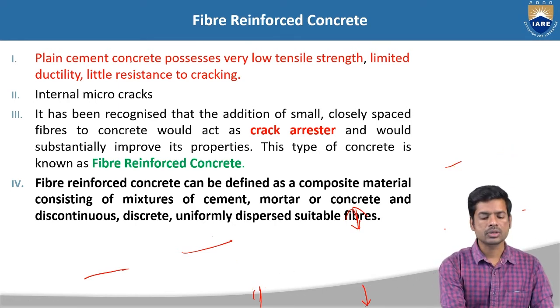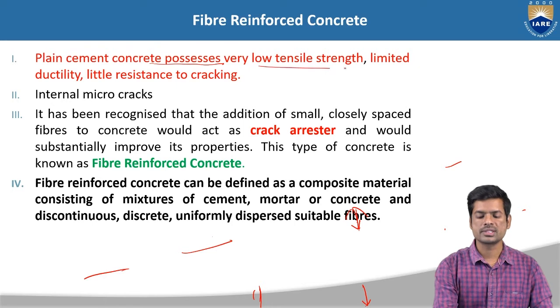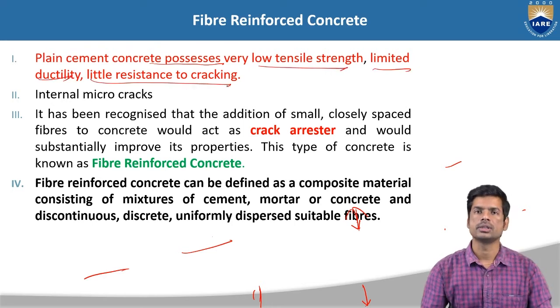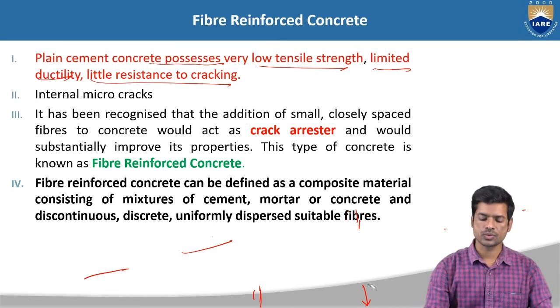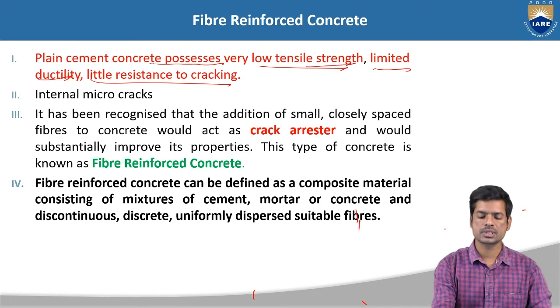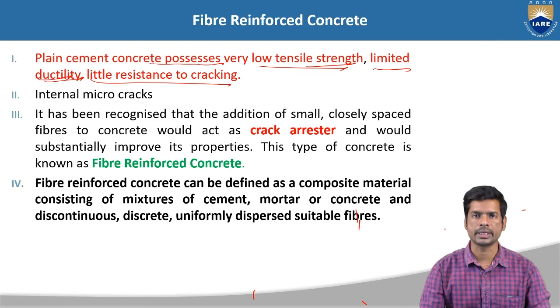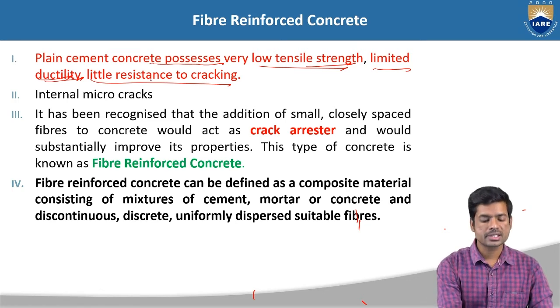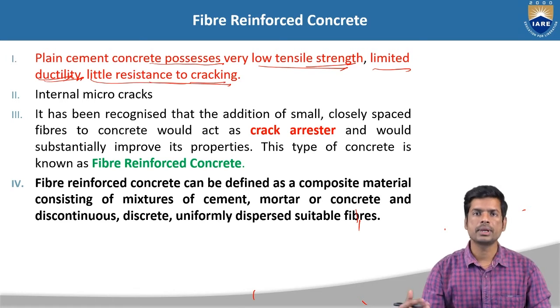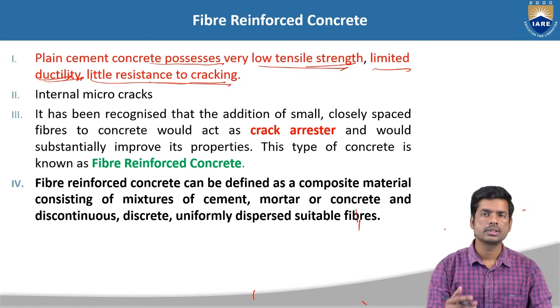Plain cement concrete possesses very low tensile strength, limited ductility, and little resistance to cracking. When you apply tensile forces and get some cracks, it is not going to resist majorly. So plain cement concrete is weak in tension and ductility. Ductility is also very low for normal plain concrete, and cracking resistance is also very low. So that is why we add these fibers.